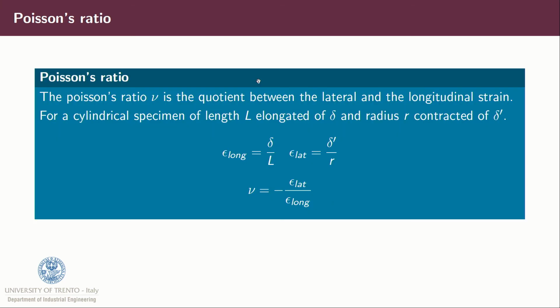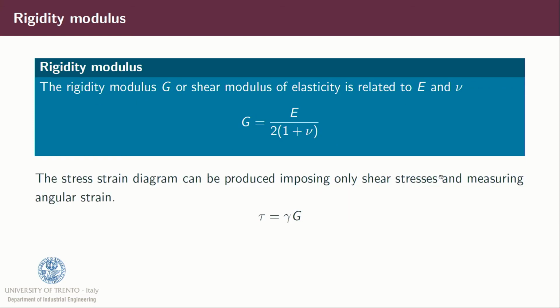We can also define the Poisson ratio. The Poisson ratio, nu, is the quotient between the lateral and the longitudinal strain. So if epsilon longitudinal is equal to delta over L and epsilon lateral is equal to delta prime over R, nu will be equal to minus epsilon lateral over epsilon longitudinal, and nu will be positive in this case with this minus. We can also define the rigidity modulus, G, or shear modulus of elasticity, and it is equal to E over 2 times (1 plus nu).